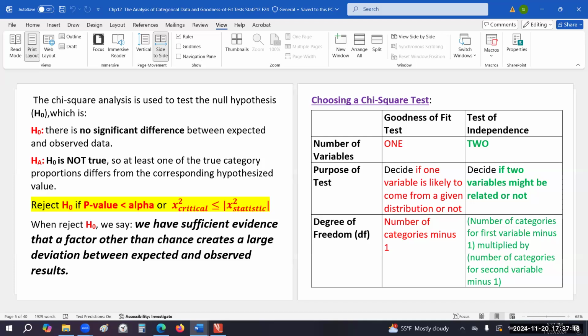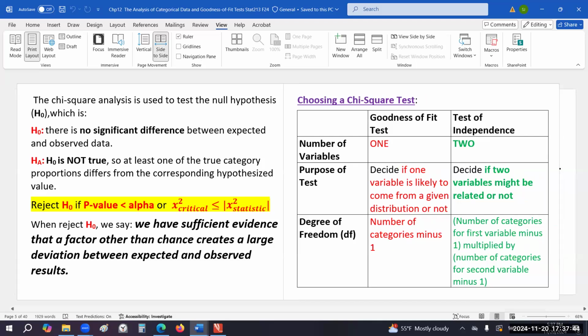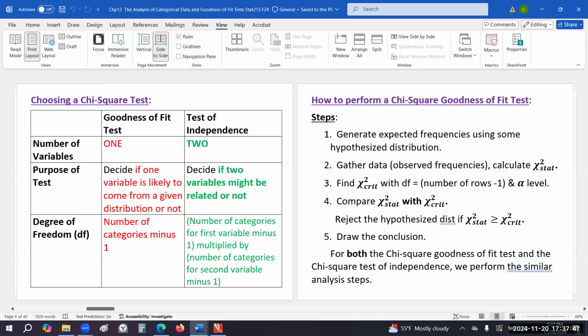Then we have the second type of test, the test of independence. We are working with two variables and we want to see whether the two variables are independent of one another or they have some relation. And in this case, our degrees of freedom is row minus 1 times column minus 1.